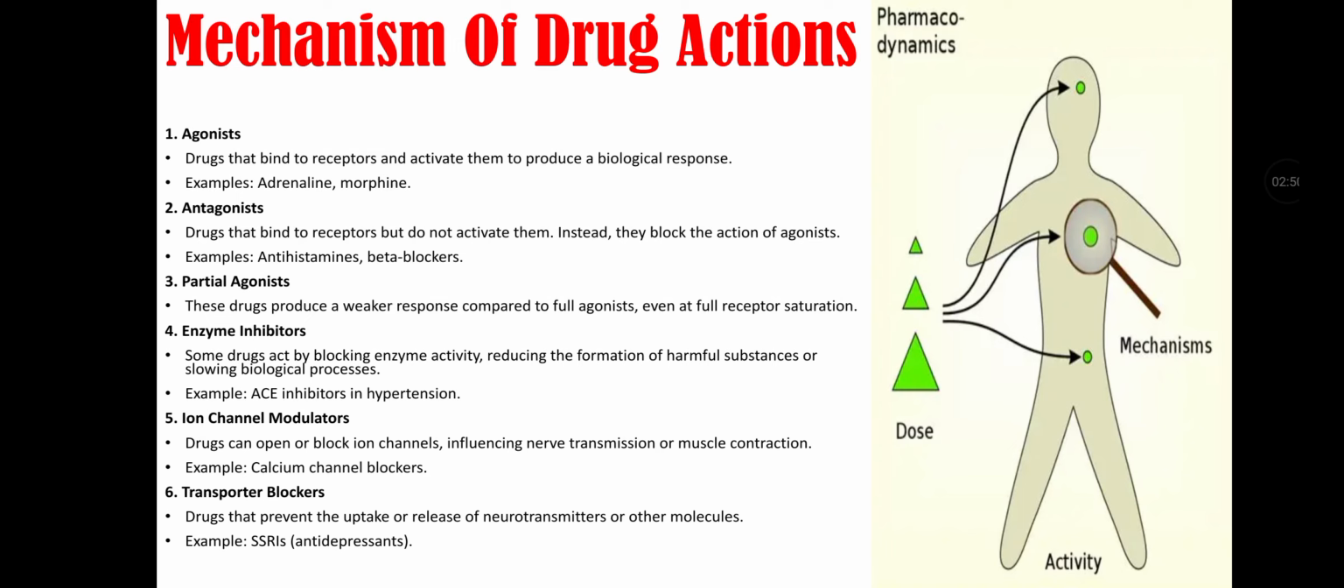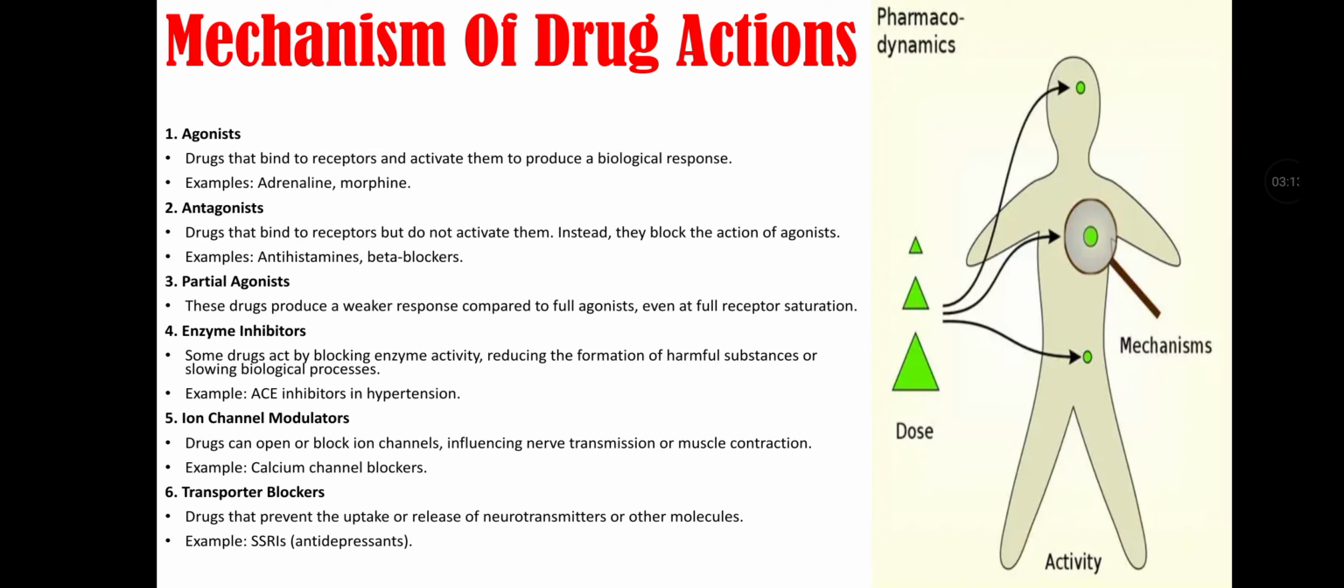Second mechanism is antagonist. They are drugs that bind to receptors but do not activate them. Instead, they block the action of agonists. Their examples include antihistamines and beta blockers. Third mechanism is partial agonists. These are drugs that produce a weaker response compared to full agonists, even at full receptor saturation.